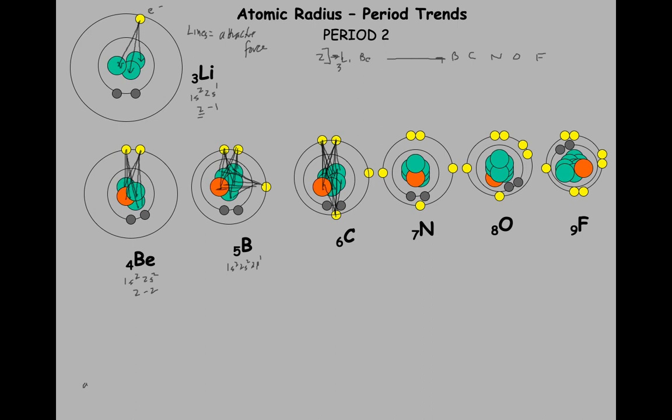So things are starting to get a little crowded here. So that nucleus is getting stronger and stronger and stronger, and it's pulling harder and harder and harder on this outside level. Now what that causes it to do is that causes that radius to start getting drawn in to the middle of the atom, okay? So check out nitrogen, another proton, another electron. 1, 2, 3, 4, 5, 6, and 7.